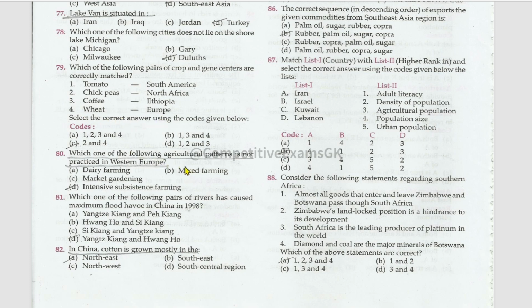Which one of the following agriculture patterns is not practiced in Western Europe? Intensive subsistence farming. Which one of the following pairs of rivers has caused maximum flood havoc in China in 1998? Yangtze and Huanghe. In China, cotton is grown mostly in the northeast.